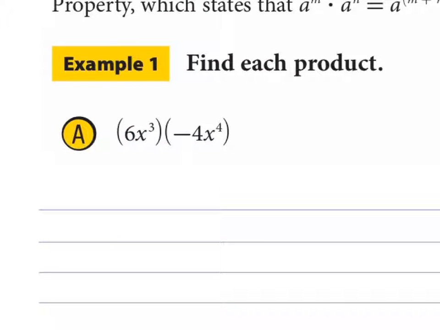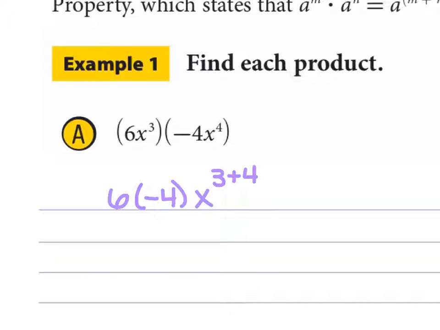So we have the 6x cubed times negative 4x to the fourth power. So we're going to take those coefficients and multiply them. So we have a 6 times a negative 4. Then we have x cubed and x to the fourth. So we're going to follow the rules of exponents. We're going to keep the base since it's the same and add those exponents.